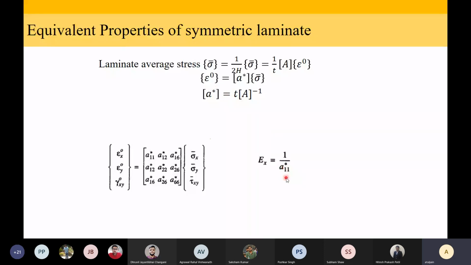We are using A star and not A, because A star will be equal to small a only for a symmetric laminate. Therefore, we are using a special term A star, just so that there is no complication. So you calculate the A matrix, invert it, get the value of A star. 1 by A11 star is your equivalent Ex. 1 by A22 star is your Ey, and so on and so forth. This way, you can predict the equivalent properties of symmetric laminates. For unsymmetric laminates, this will not hold true, because then you don't have A star, but you have small a, which is a rather lengthy term. But if it is a symmetric laminate, you can derive simple expressions for your equivalent properties.